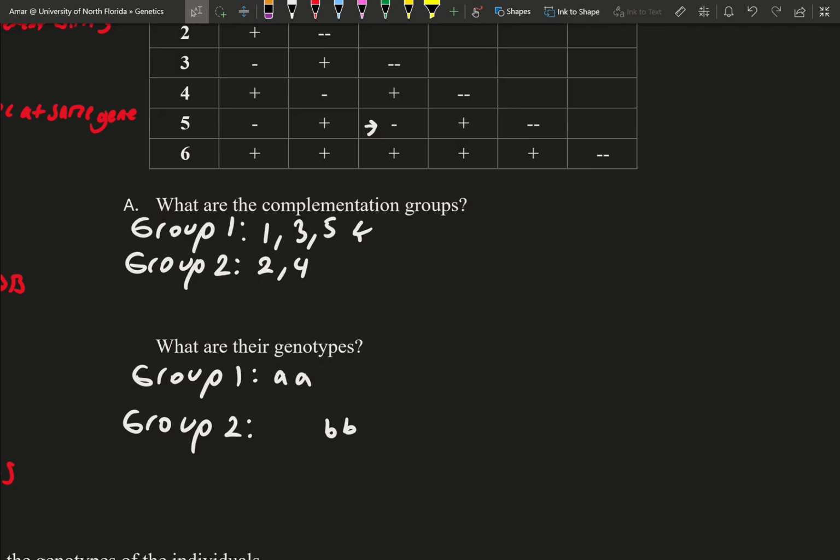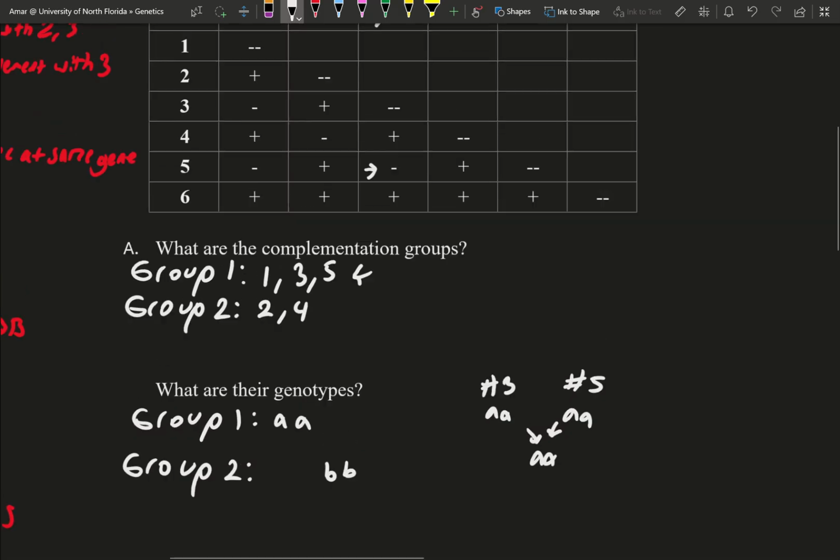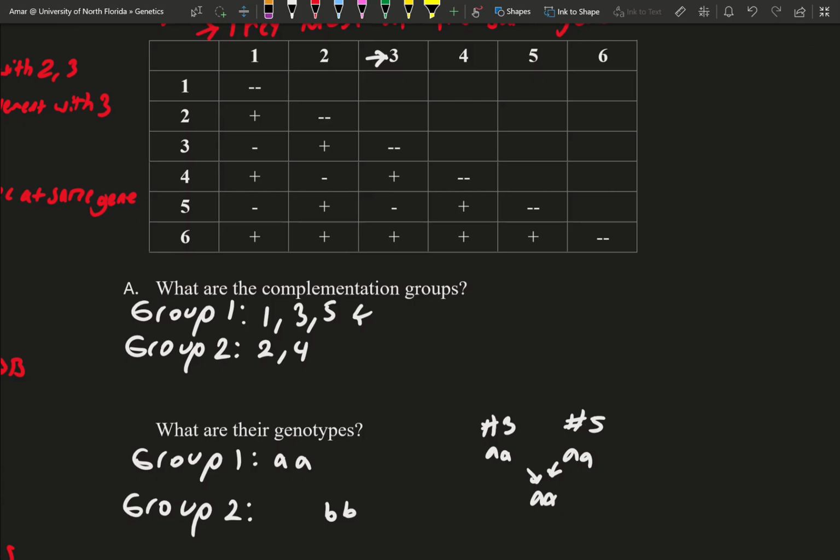Let's say both 3 and 5 have little a. So this is number 3, little a. This is number 5, little a. When you cross these together, you're always going to get a recessive phenotype, because in this epistatic interaction, you need all genes to be dominant in order for the wild-type phenotype to be shown. Okay, so basically, 3 and 5 are in the same group, which we've already confirmed.